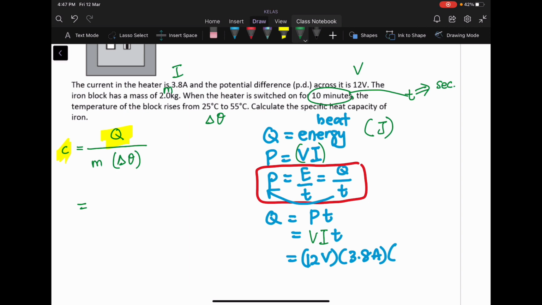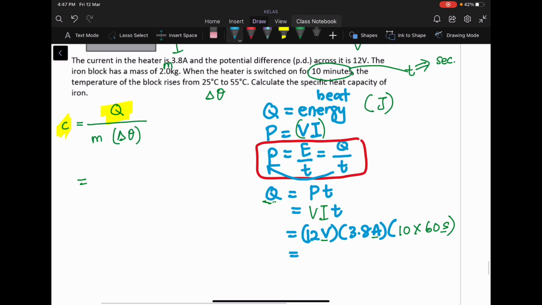So we don't want the unit in minutes. We want this Q to be in joule. Therefore, we change 10 minutes times 60 seconds, so now the unit is in seconds. That's why I wrote this, because that reminds me about the units.